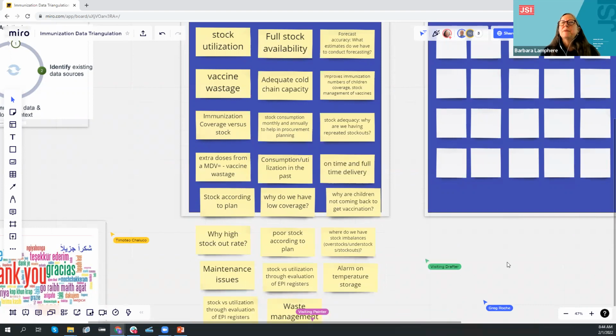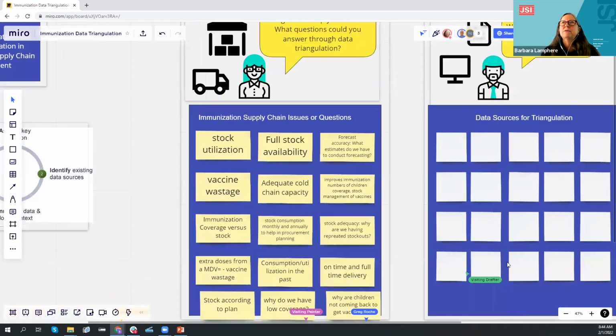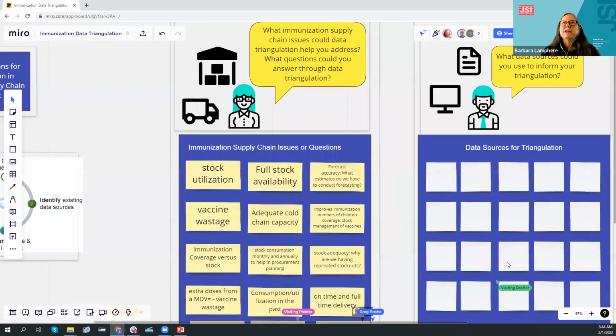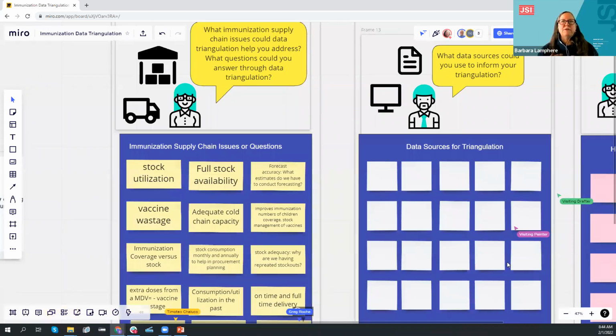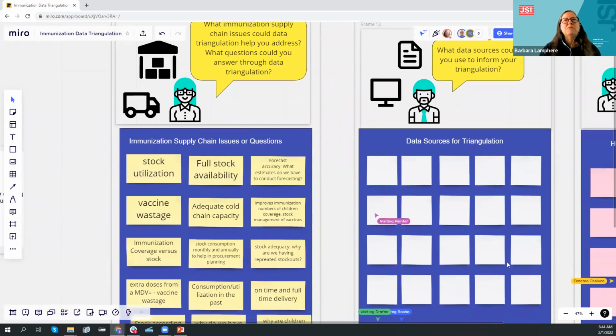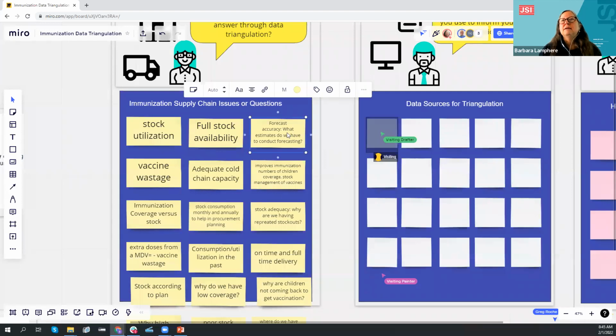This is good. Now I want to take us to the next question. We have several issues noted here. Imagine that each of you who have contributed to the problems and issues, if you were in your own situation, what data source would you use in your triangulation? So let's take, for example, forecast accuracy. What would be the data sources that you would compare for forecast accuracy? What would you use in the triangulation?